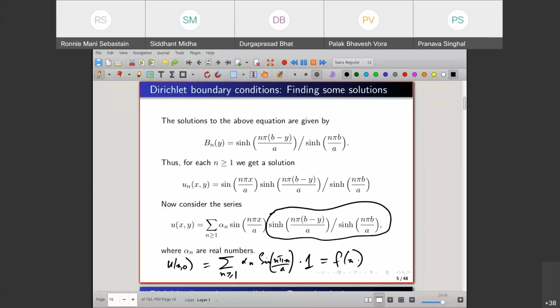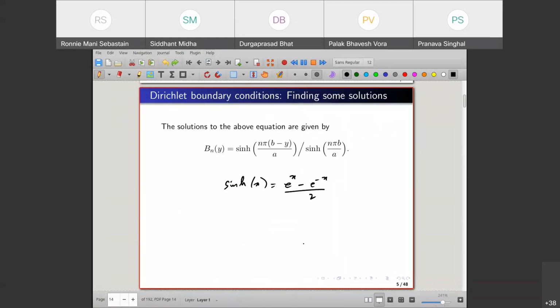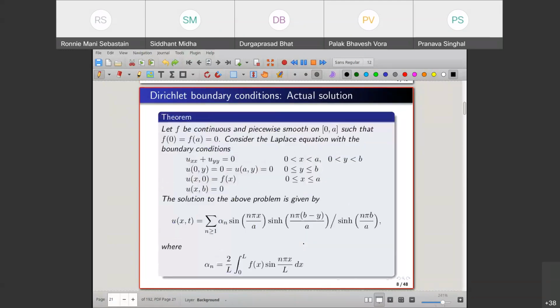So I hope this is also clear. There was a slight difference here from what we had done earlier, because we imposed this extra condition that b(0) is 0. To begin with, we only had these two conditions, and then we imposed this extra condition. But anyway, we have been able to solve our problem.